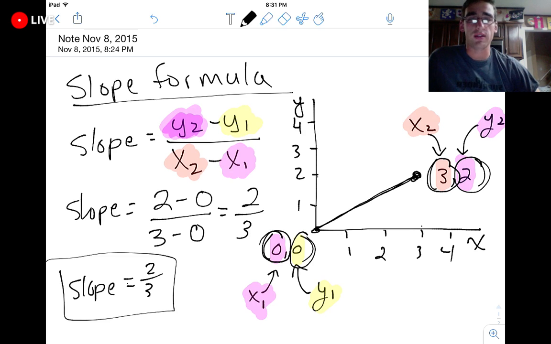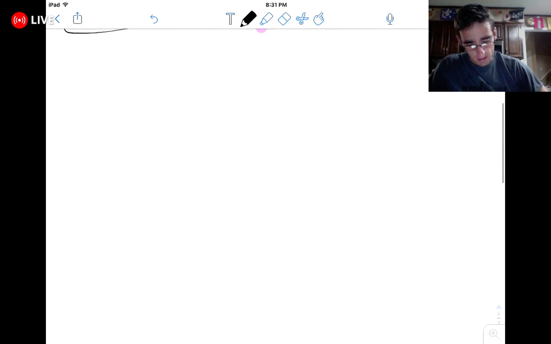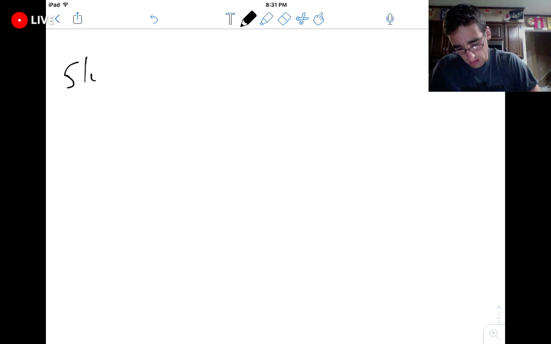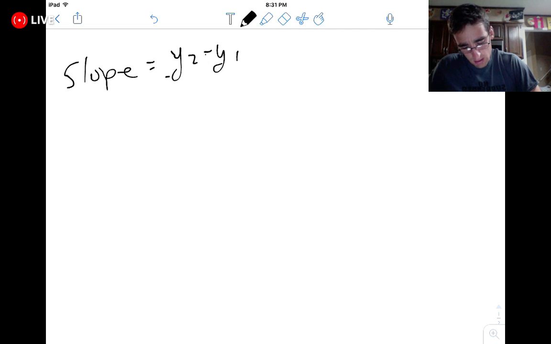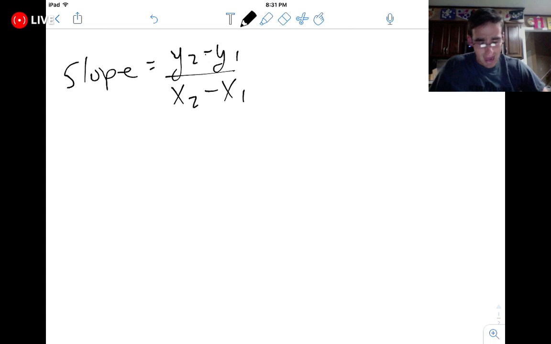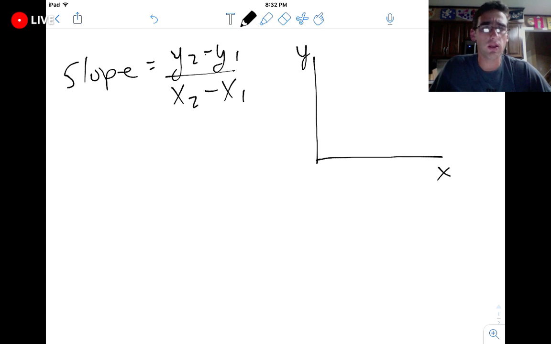Now let's see how this applies to what we're doing right now, acceleration. I'm going to go down here and rewrite the slope formula. Slope equals y2 minus y1 over x2 minus x1. But in our unit, we don't write x, this is time, this is t. And we don't write y, this is now velocity.